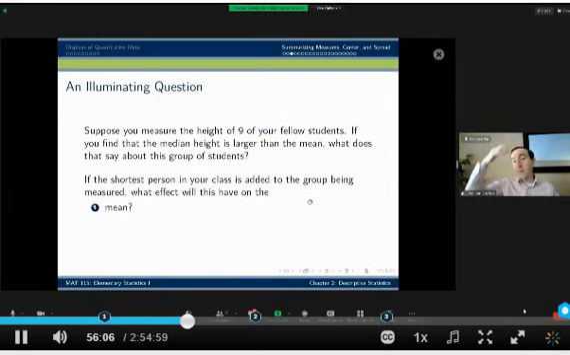So suppose we've done this. We've got our group of 9, and we know that the median is a little bit bigger than the mean. Suppose we take that group and we add the shortest person in the whole class to it. So now we have 10 people in the group, and we've added a person on the short end. What will that do to those two measures? What will it do to the mean?